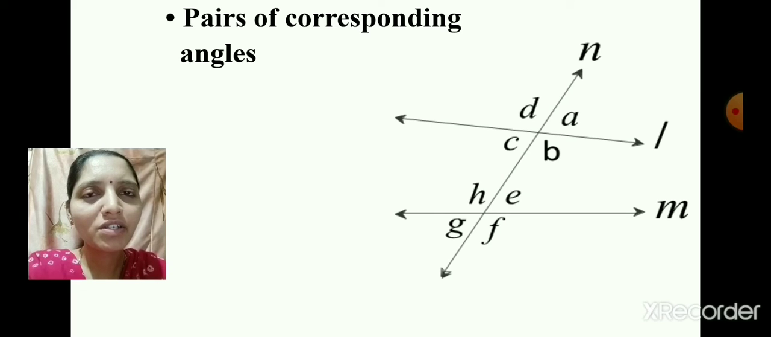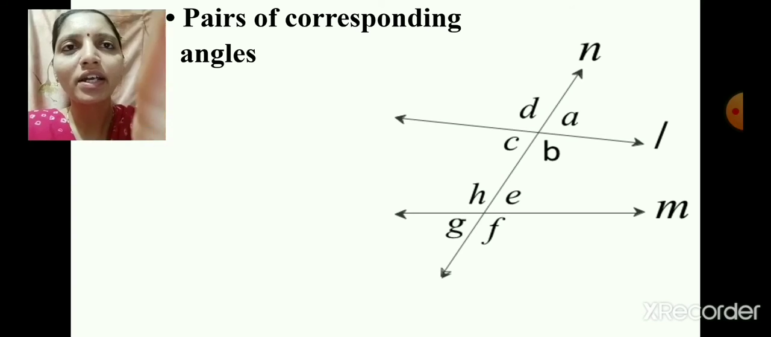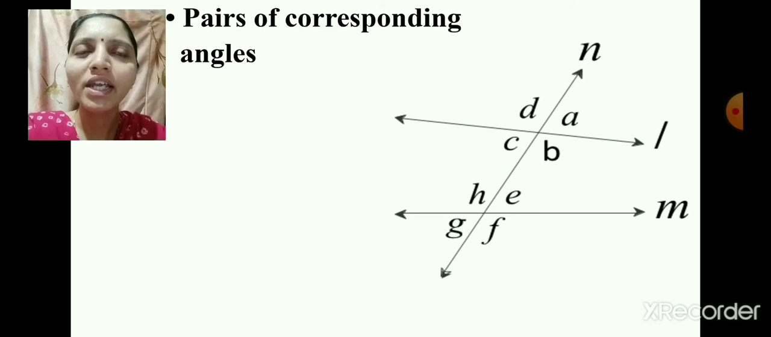Now in the previous standards we have learned about the different angles formed by two lines and their transversal. Here we have considered line L and line M, and line N is the transversal. So how many angles did we get here? Yes, 8 angles. All these 8 angles we have to differentiate into different groups. So which groups are we getting here? Pairs of corresponding angles.